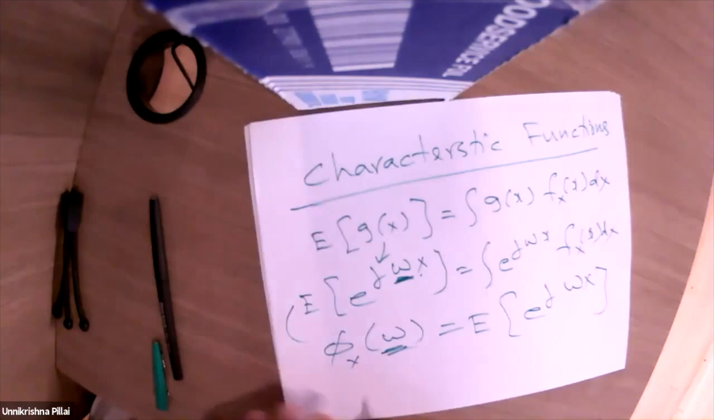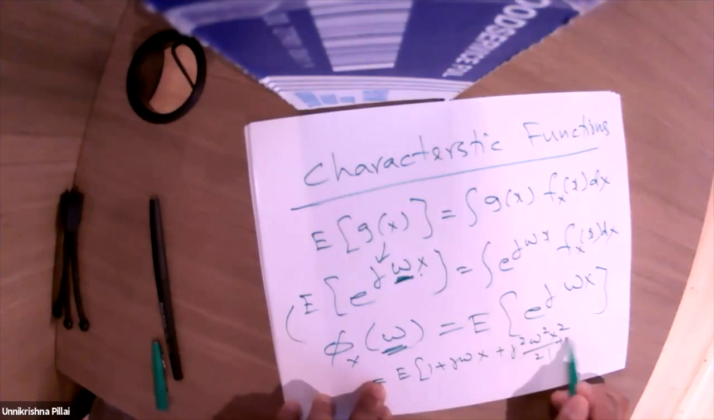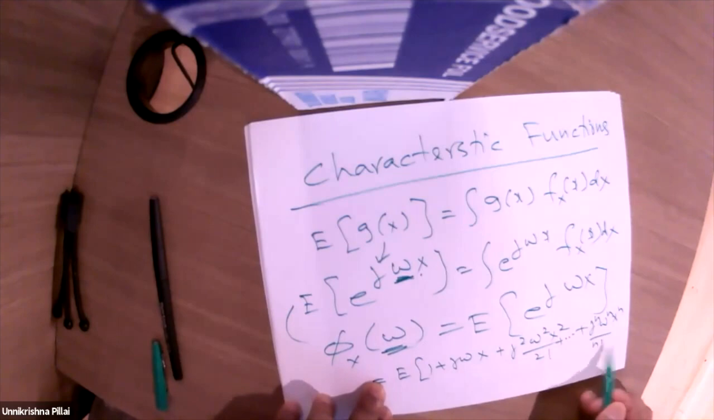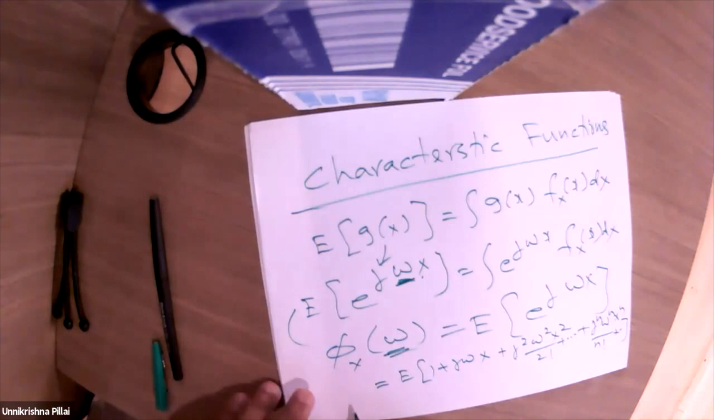So how we do this is, let me expand the right side. So this is 1 plus j omega x plus j squared omega squared x squared over 2 factorial plus etc., j^n omega^n x^n over n factorial plus etc. So this is the expansion on the right side. So you may ask, so what? You notice that we put omega equal to zero. What's the value of the characteristic function at zero? Anybody?